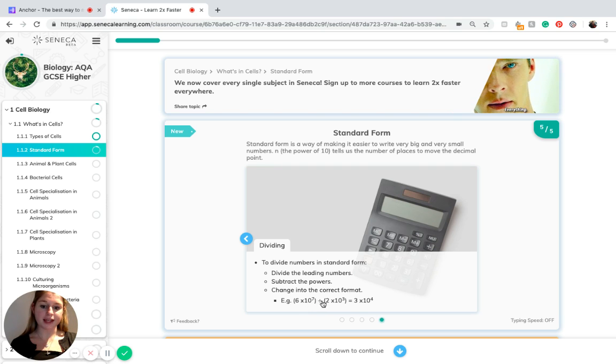So 10 to the power of 7 and 10 to the power of 3. 7 minus 3 is 4. So the overall answer is 3 times 10 to the power of 4.